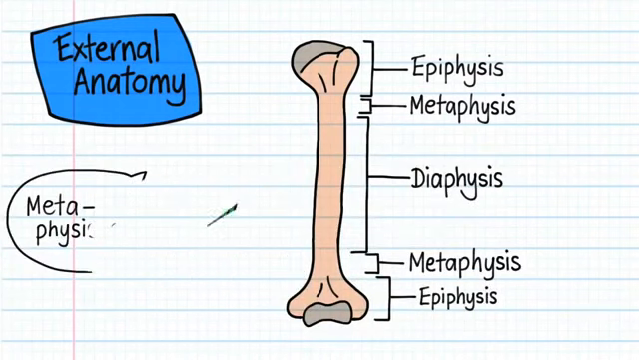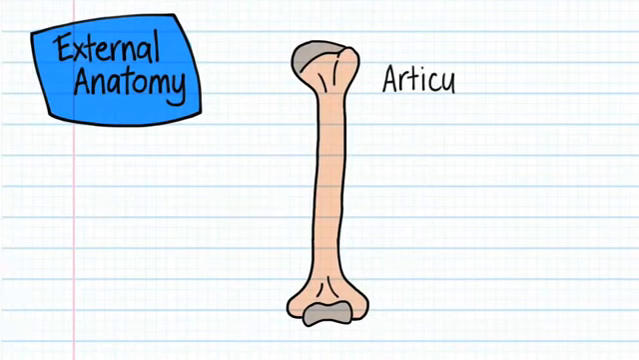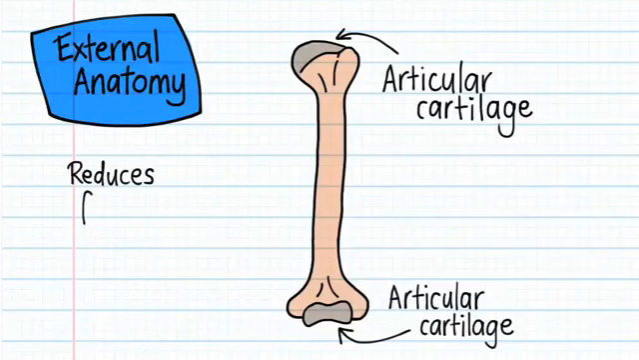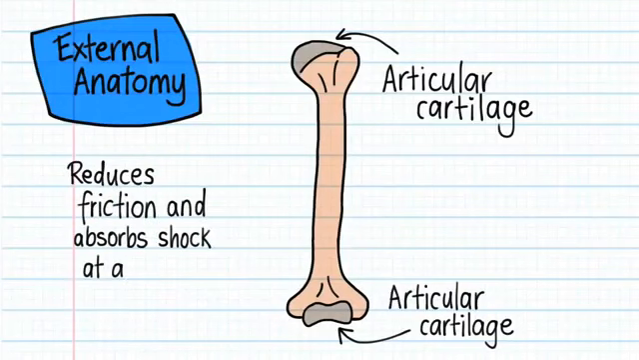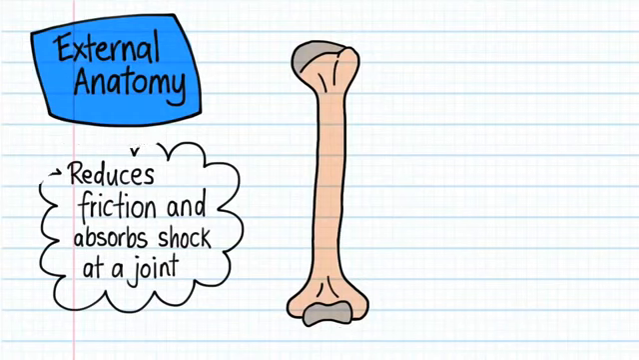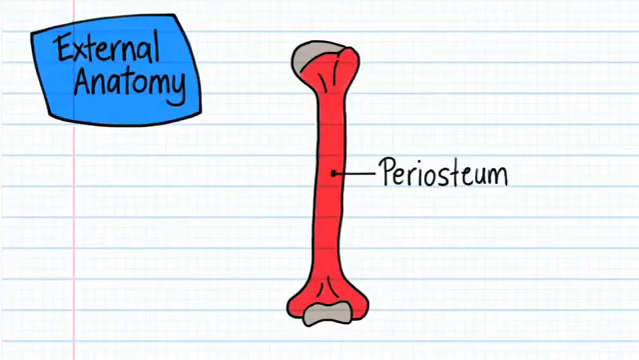The surfaces of the epiphyses, where bones form a joint, are covered with a thin layer of articular cartilage. Articular cartilage reduces friction and absorbs shock when bones move in a joint. The rest of the external surface of a long bone is covered with periosteum, a tough connective tissue sheath.